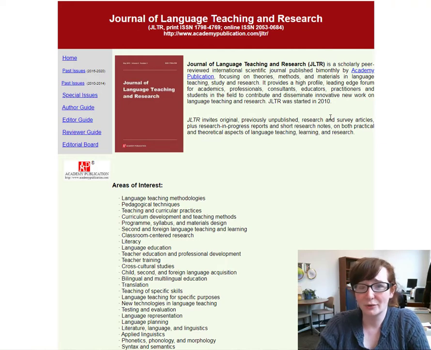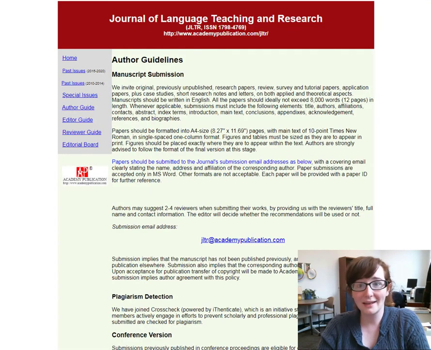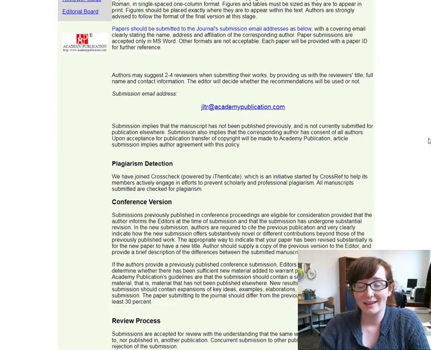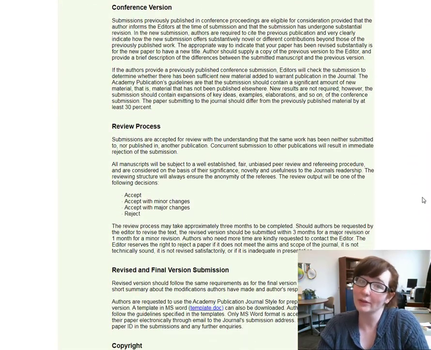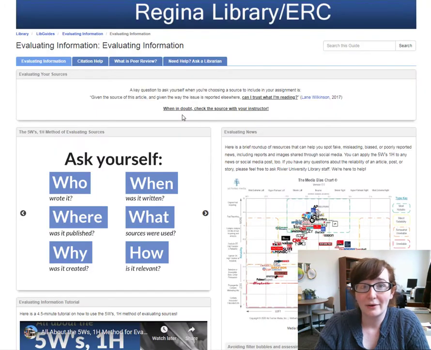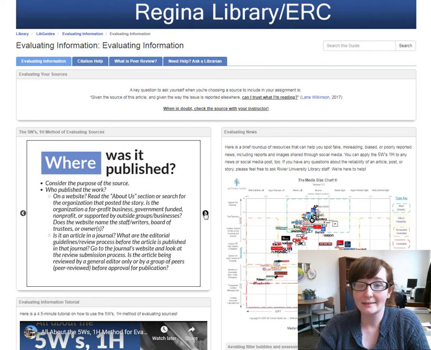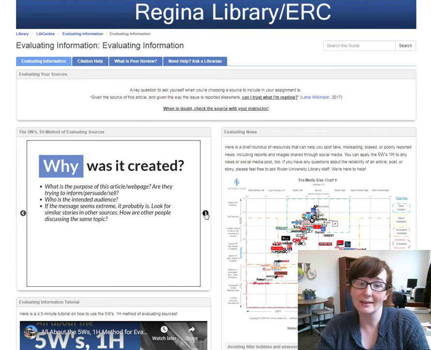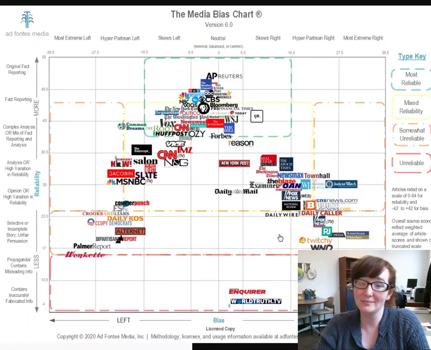If all else fails or you're not quite sure whether a source is peer-reviewed, you can look at the journal it's coming from and check that journal directly. Any scholarly journal will include publication guidelines on their website, including information for authors and what their review process is. You can find more information about evaluating resources on your course LibGuide. We have questions you can ask yourself to determine if a source is worth using, as well as a media bias chart that helps you tell at a glance whether a news source is reliable.